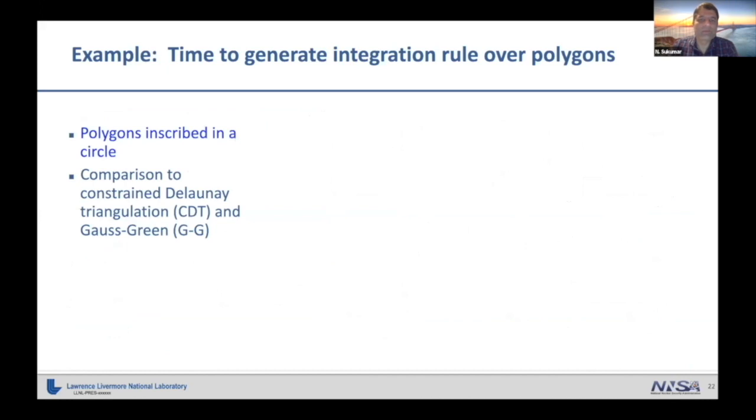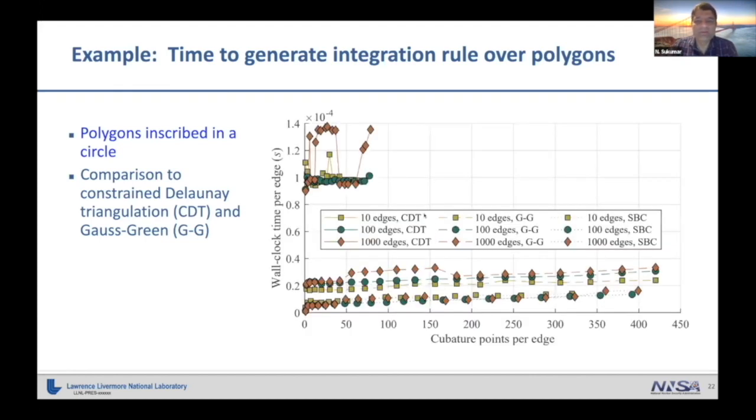Okay, so now we also wanted to do a quick comparison of the time to generate these integration rules over polygons. So we can inscribe polygons of different numbers of edges inside a circle, and we compare it to constrained Delaunay triangulation, where you construct the triangulation and then use triangular quadrature rules, and also Gauss-Green. So there are these 3 different sets of results. The top result is for Delaunay, then Gauss-Green, and then the bottom is ours. What we have done here is normalize everything to the number of cubature points per edge.